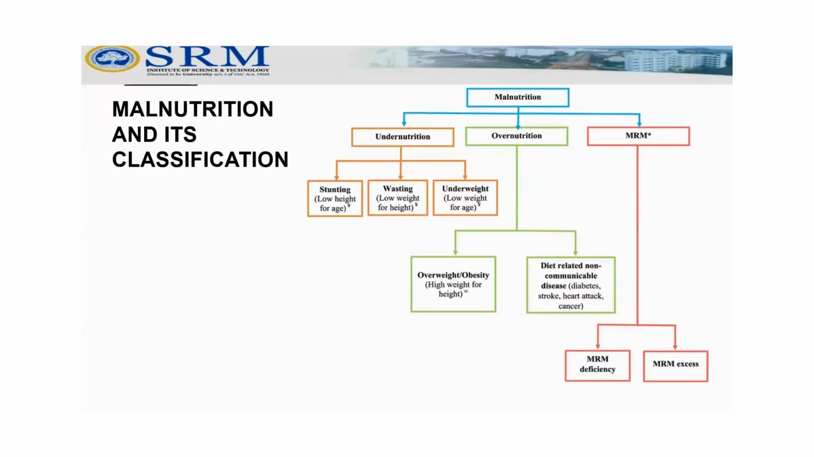So what is the classification of malnutrition? Let us have a look at the picture, which has been categorized as undernutrition, overnutrition, and MRM, micronutrient related malnutrition. Under undernutrition, we have stunting, wasting, and underweight. Stunting is lower height when compared to their peers. Wasting is lower weight for height. Underweight is low weight for age. There is a difference between wasting and underweight. Wasting is lower weight for height, whereas underweight is lower weight for a particular age.